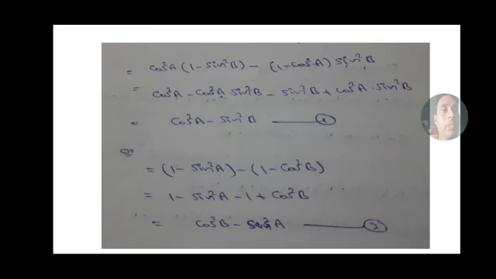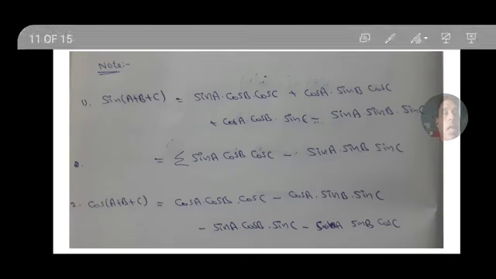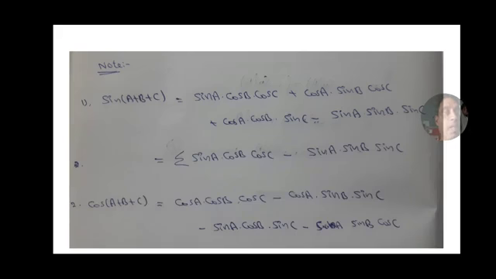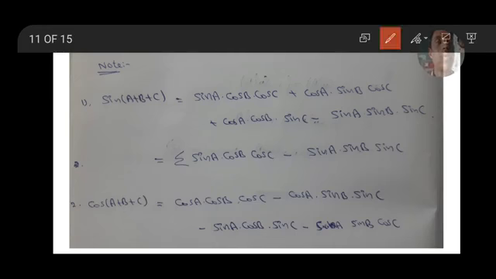Next formula: sin(a plus b) into sin(a minus b) is over. Next, a plus b plus c. Sine of a plus b plus c, the sum of 3 angles, equals sine a cos b cos c plus cos a sine b cos c plus cos a cos b sine c minus sine a sine b sine c.